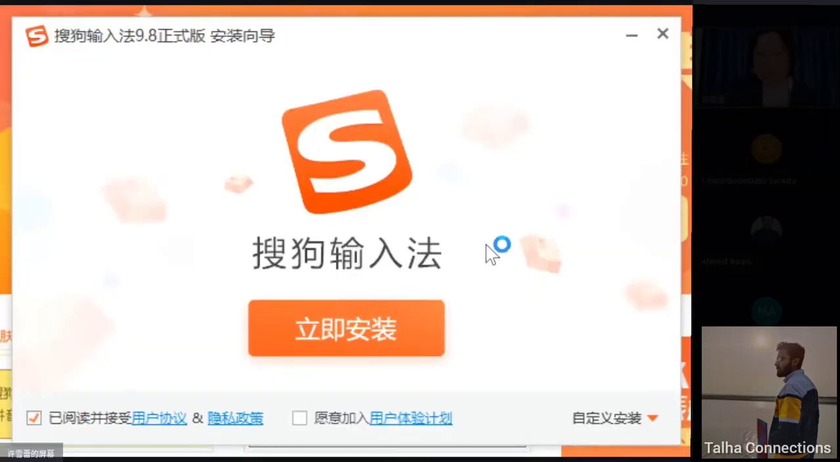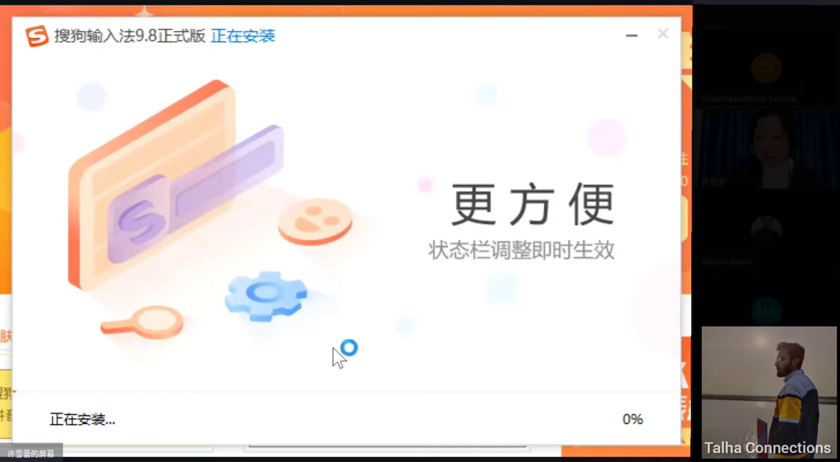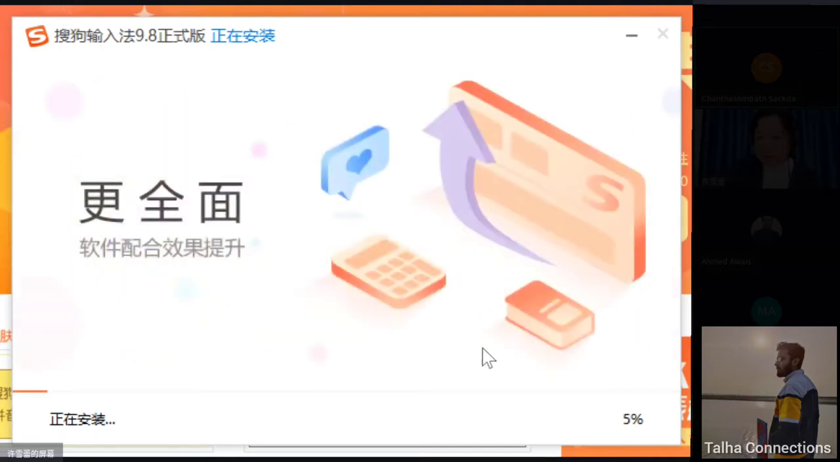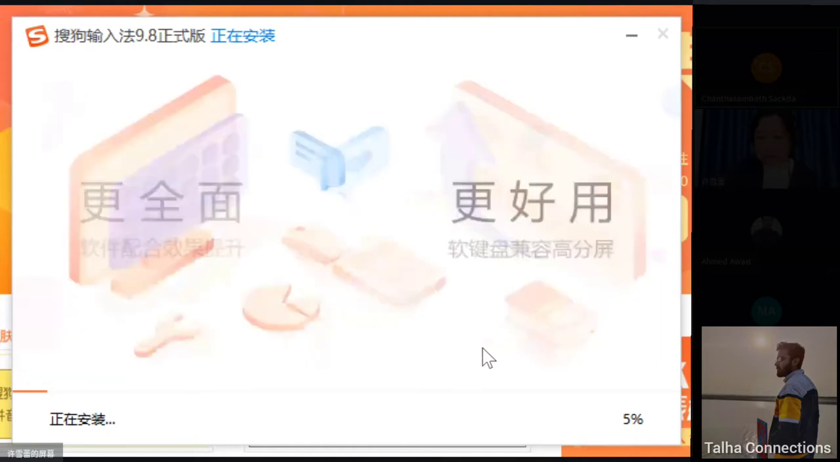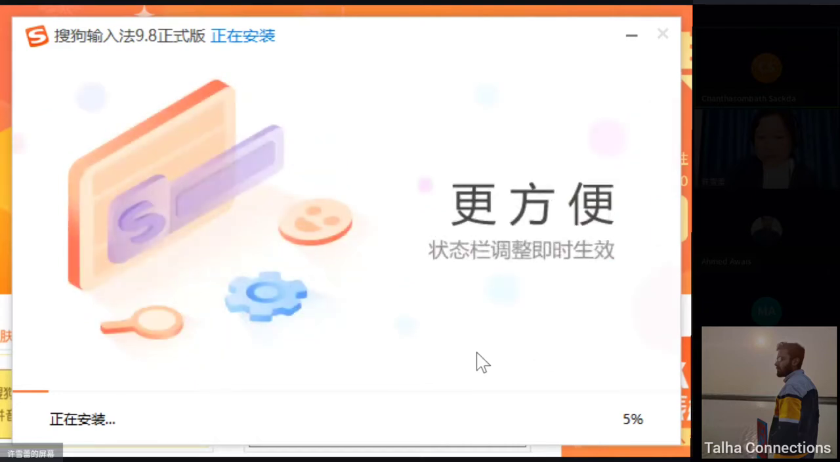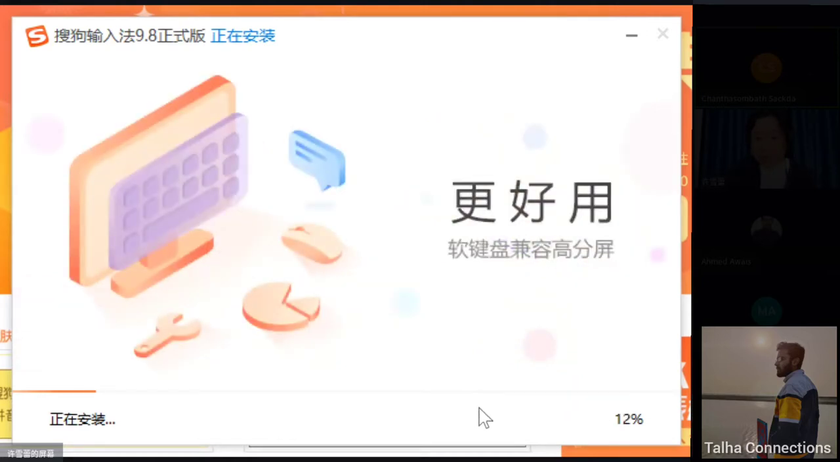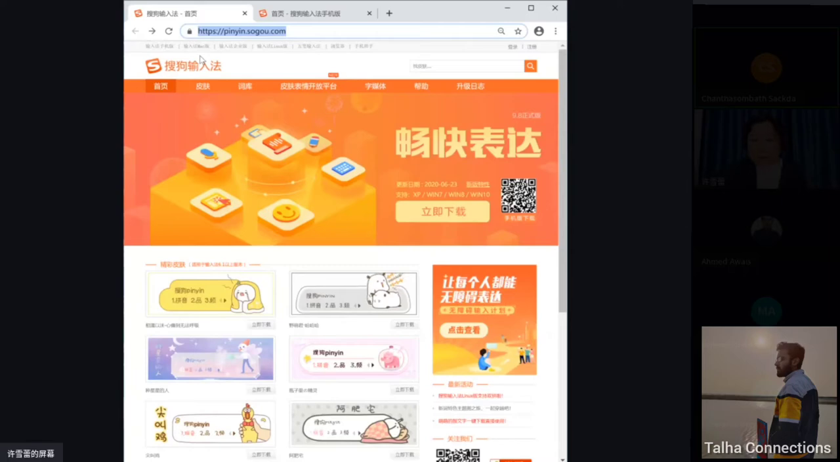So when you see this screen, you just click here. It means install. And then it starts. Yeah, maybe it takes a few more minutes. I already have it here on my computer. After class, I hope you may try.